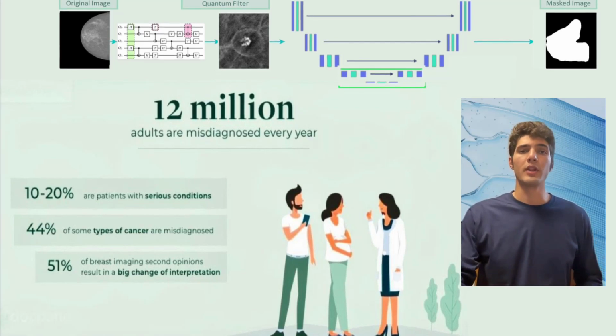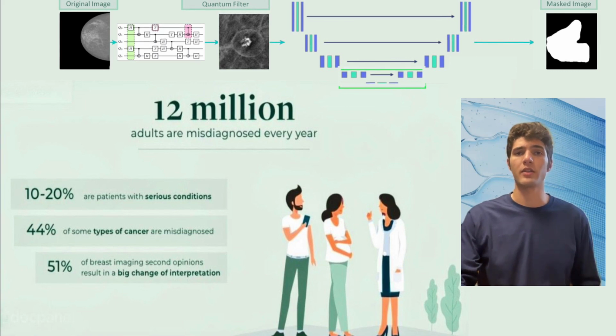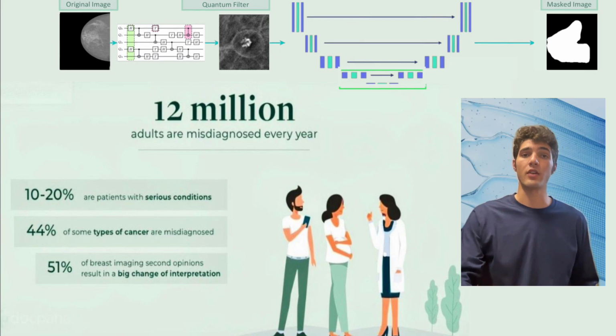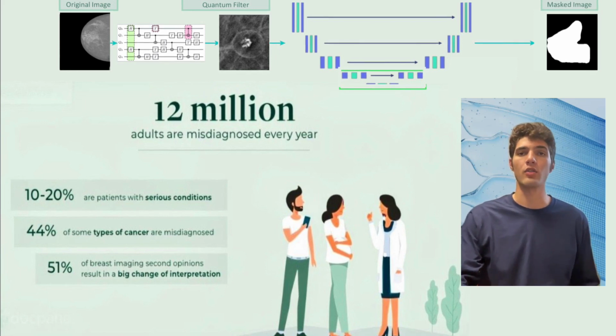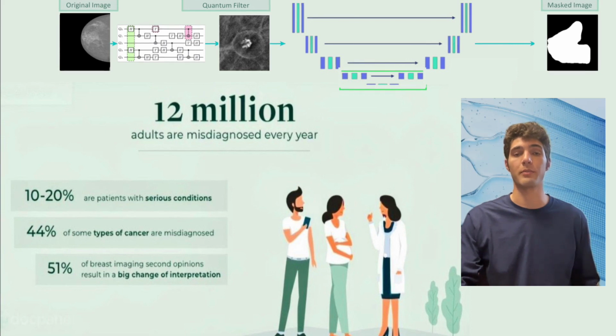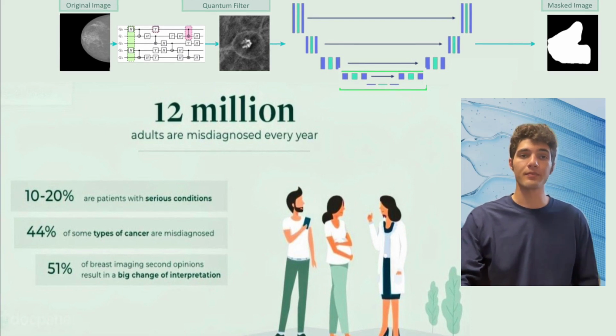Misdiagnoses affect around 12 million adults in the US every year. This is a considerable problem, especially since America is supposed to have some of the best healthcare technology in the world. One way to try and solve this issue of misdiagnosis is to take a closer look at how doctors actually diagnose patients, especially in those fields requiring medical imagery such as mammograms.